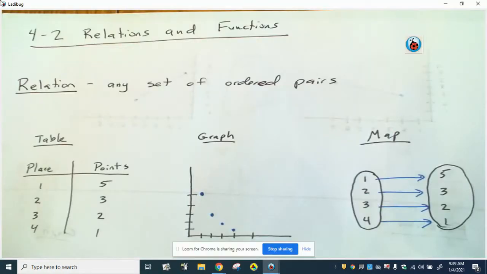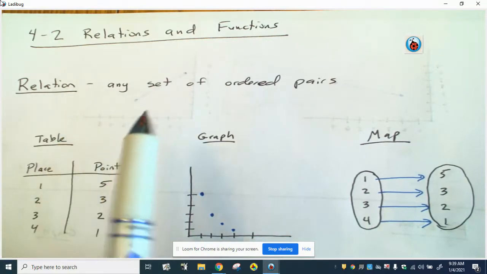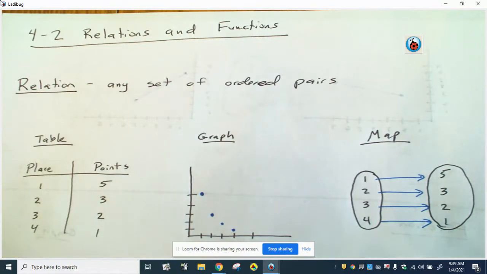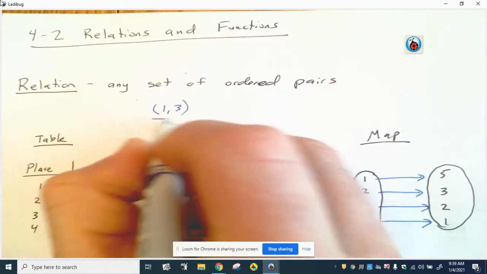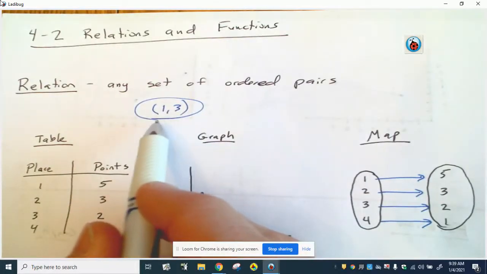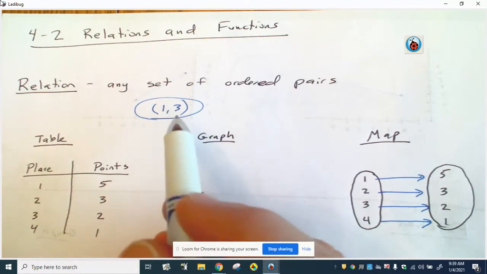So 4.2, first thing we're going to talk about is what is a relation? Well, a relation is really any set of ordered pairs, right? An ordered pair is basically like 1, 3, our points. That's a set of ordered pairs. So it's basically a set of those. It's a bunch of points.